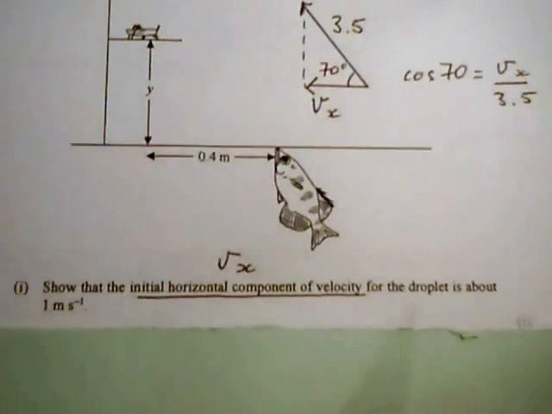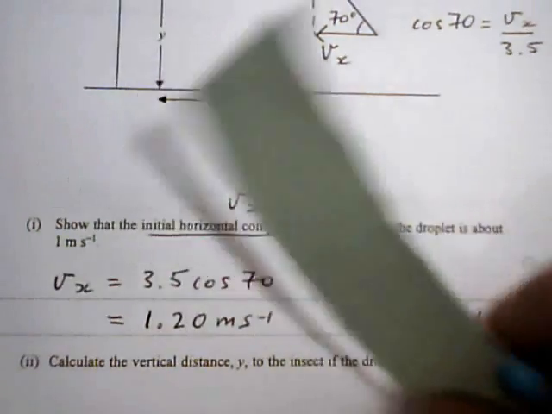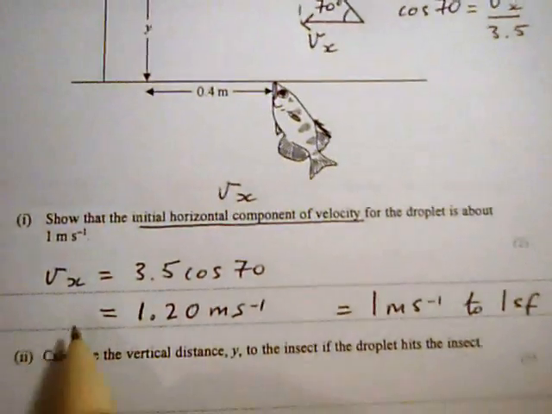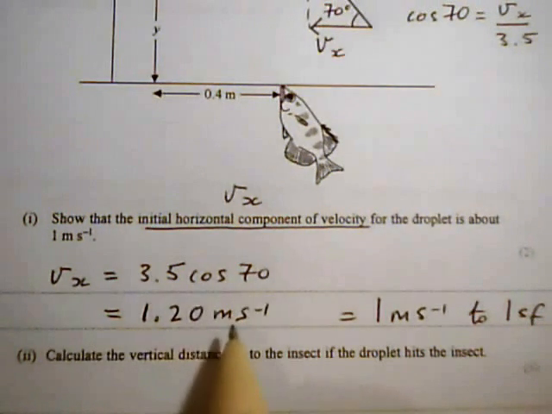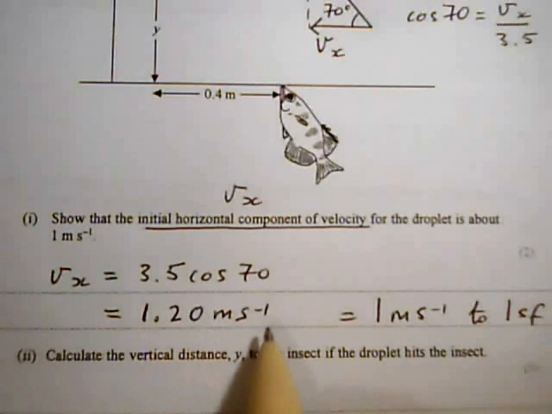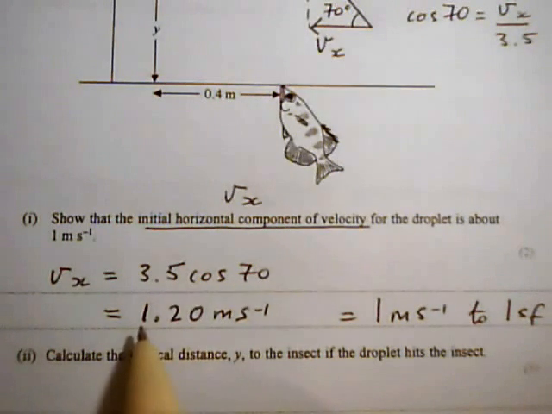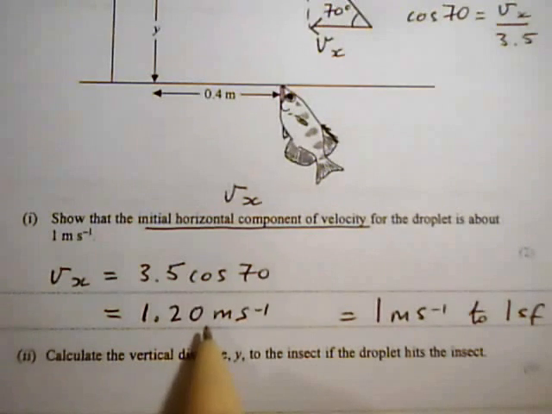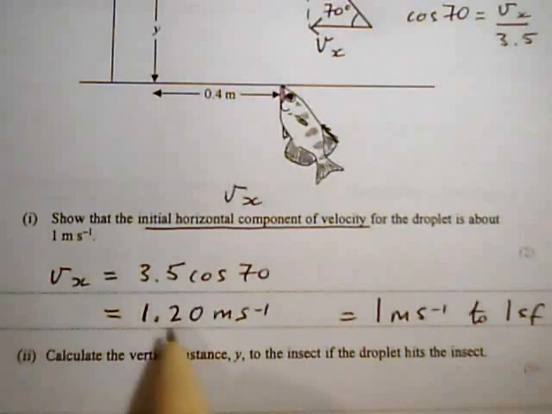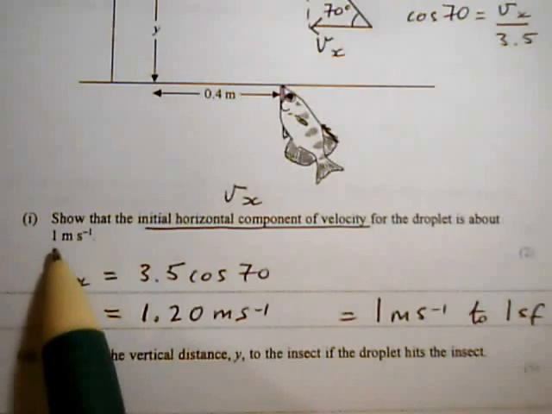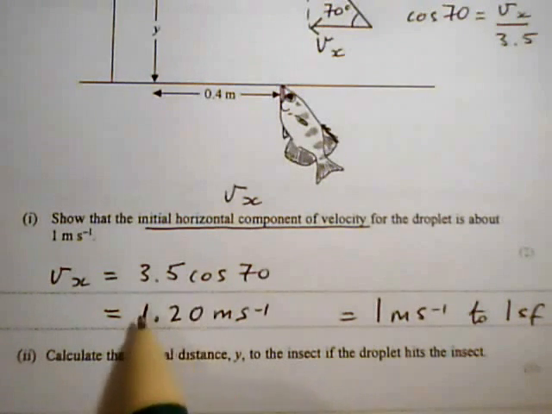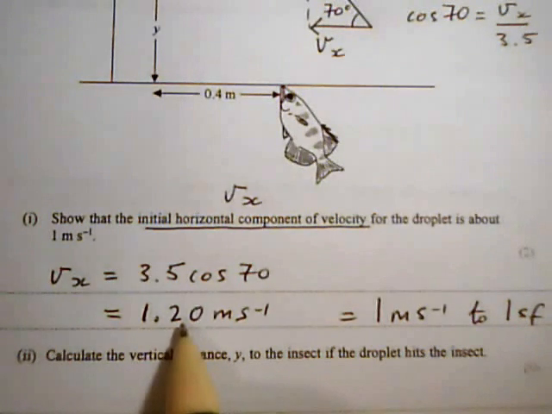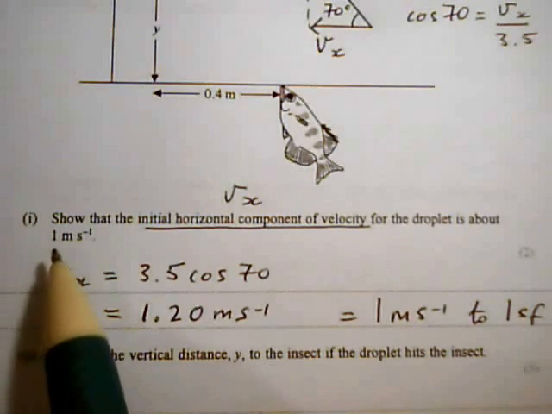So down at the bottom here, this is where I've written out the answer. Vx is 3.5 cos 70 equals 1.20 meters per second. Important that you put the units in. And how many significant figures should you write here? Well, you should always write more than there are required in the answer. I generally do 3. And then you can show that by rounding this answer to one significant figure, it's clearly the same as 1.